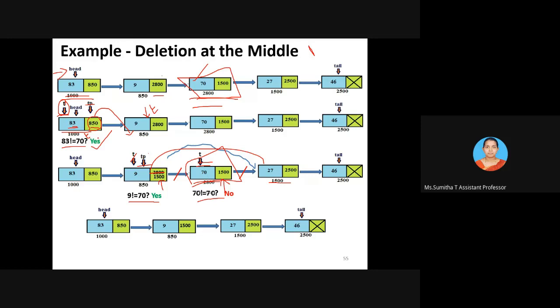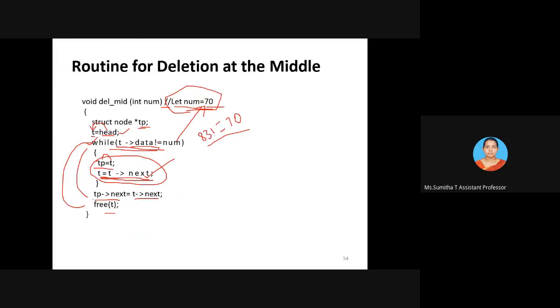Likewise, we do the same process moving towards the right until we reach the specific location. In the next iteration, the T comes here and the TP comes here. The second node is assigned to TP and the third node becomes T. At that position the condition is false, so it comes out of the loop.